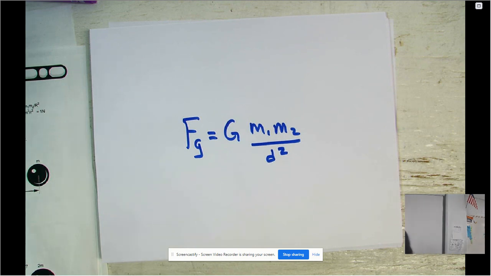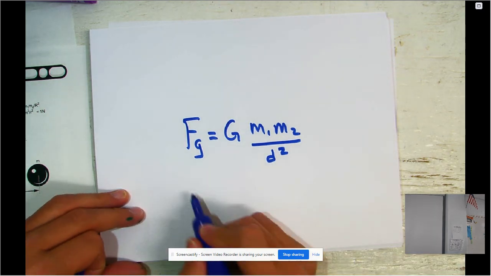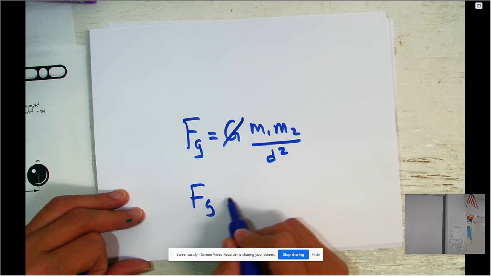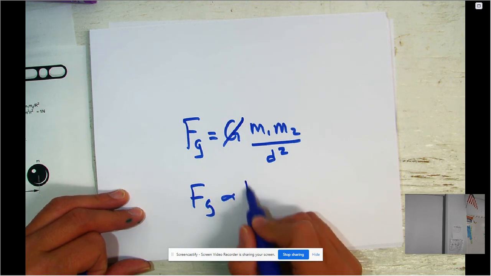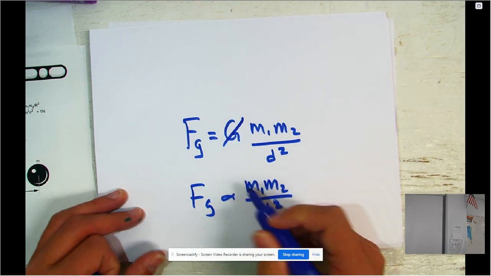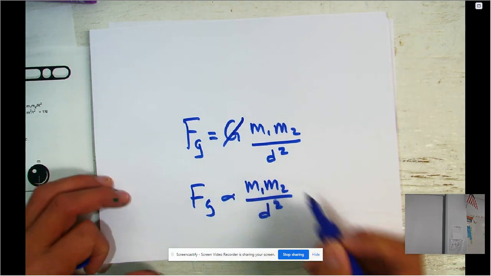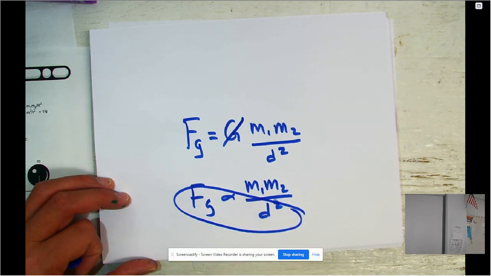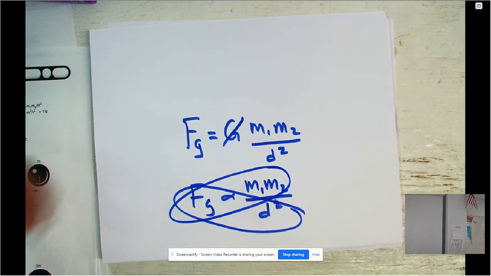So let's do that. And so what we end up with is something like this, where we get rid of that, and force of gravity is going to be proportional to m1 m2 over distance squared. We're just getting rid of the G, and really what we're saying is that if I make a comparison between these two and I make a comparison between these two, how is that going to turn out?